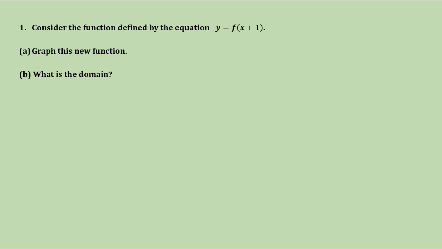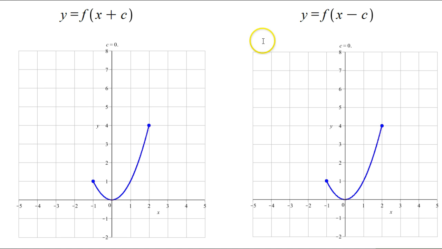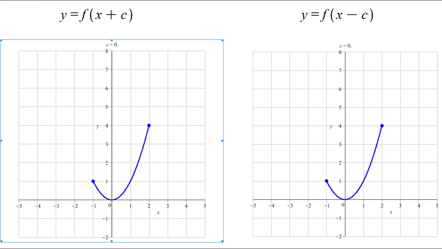Alright, so let's consider what happens when we add 1 to the input. What does that do to the graph? And then how can we see that algebraically as well? Okay, so looking at the graph, what we're going to do is watch this parameter as c changes between 0 and 1. What do we see happening in the graph? We can see that the graph is being moved to the left by 1 unit.